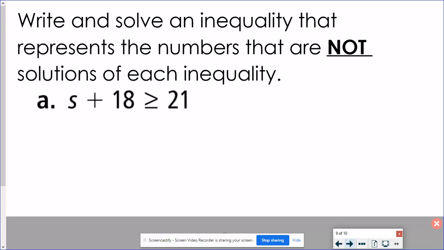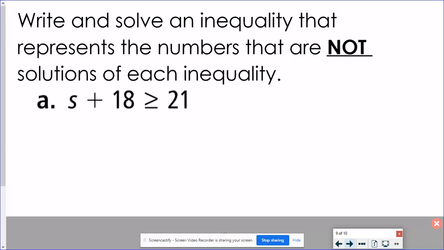Here's the last part of this. It says write and solve an inequality that represents the numbers that are not solutions for this. So for this first one, I'm saying that S plus 18 is greater than or equal to 21. You have two options here. Either you can solve this one and then get the opposite of that answer, or I could just change the original problem and solve that one.